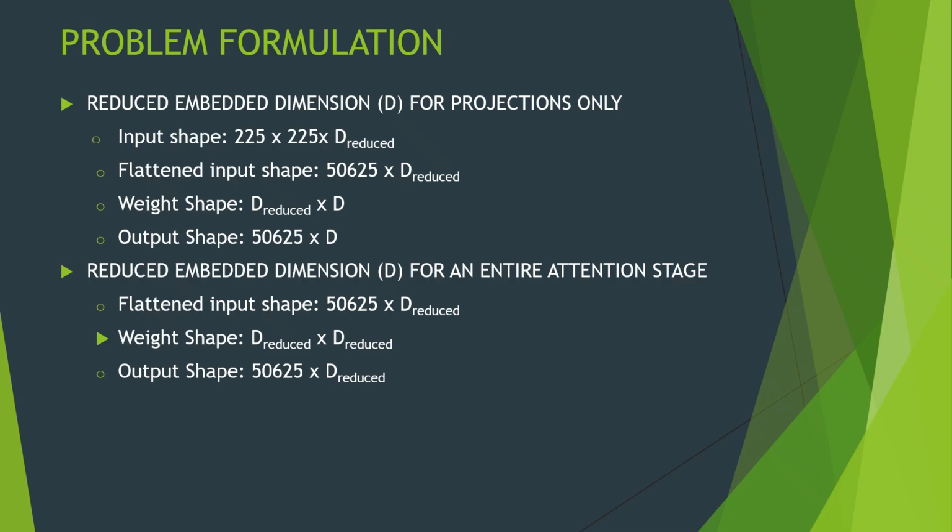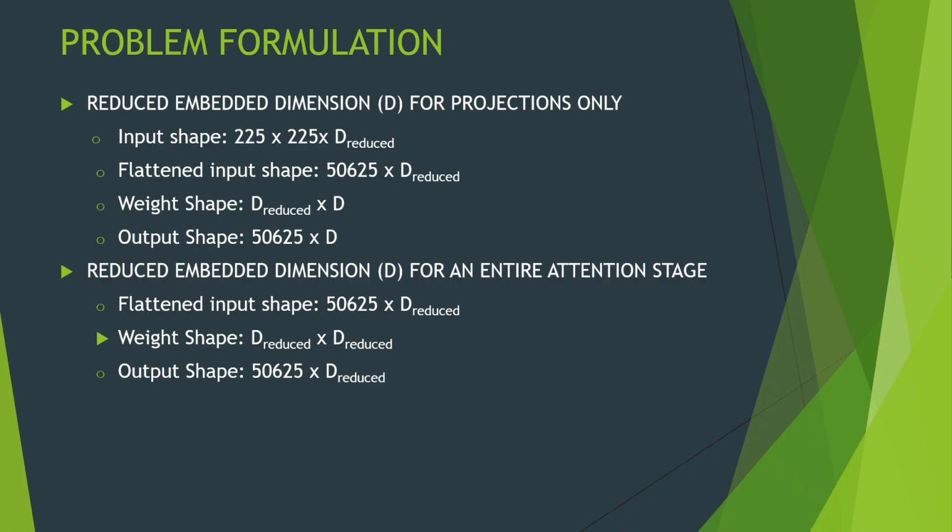So the problem formulation is: reduced embedded dimension, is it possible? When we are doing the dot product and we want to reduce embedded dimension for the QKV projections only, then we are reducing the dimension for the input shape. Let's look at the flattened input shape. The flattened input shape is 50625 by D reduced. Now we have reduced the dimension for the input shape, so instead of 180, let's say we've reduced it to 96.